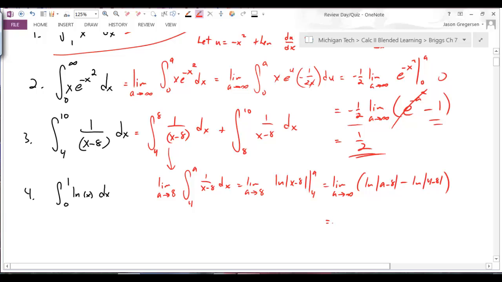Now I'm going to say this thing is divergent, but I want to be very careful here. Why is it divergent? Why does the value for this definite integral not exist? Yep.